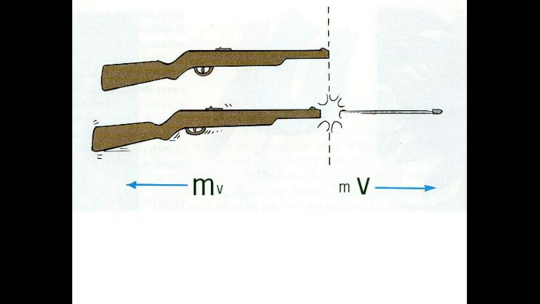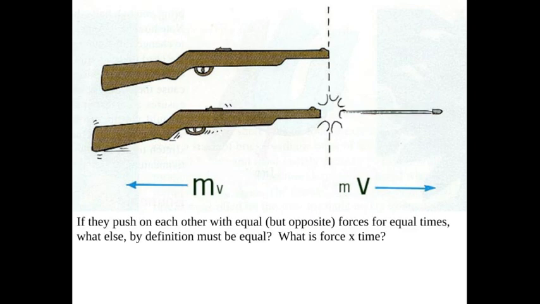So, third question here. If they push on each other with equal but opposite forces for equal times, what else by definition must be equal? What is force times time? Well, from two weeks ago, we learned that force times time is impulse. So they must have equal but opposite impulses.